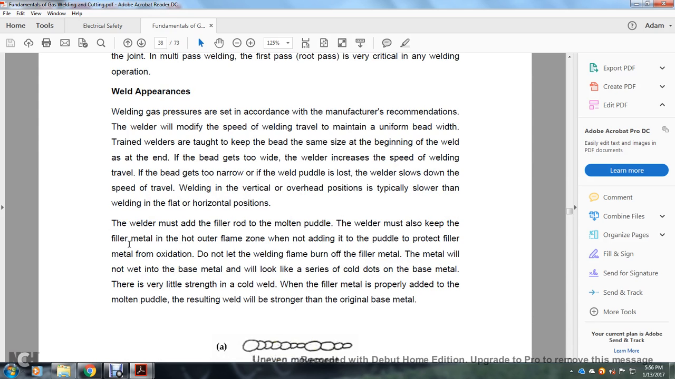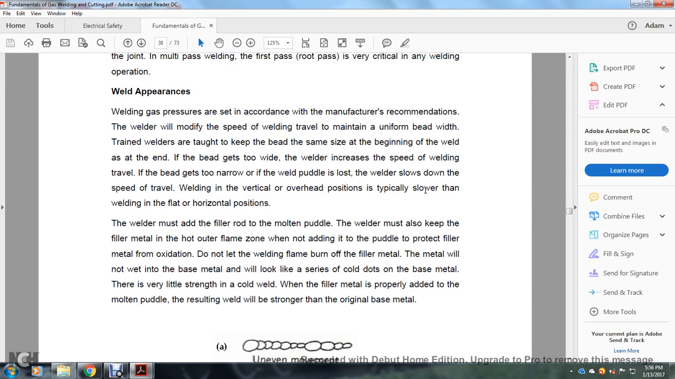Welding appearances. Set the welding gas pressure in accordance with the manufacturer's recommendation. The welder modifies the speed of the welding travel to maintain a uniform bead width. Trained welders are taught to keep the bead at the same size as at the beginning of the weld. If at the end of the weld the bead gets too hot, the welder increases the speed of the welding travel. If the bead gets too narrow, the weld puddle is lost, and the welder should slow down the speed of travel.